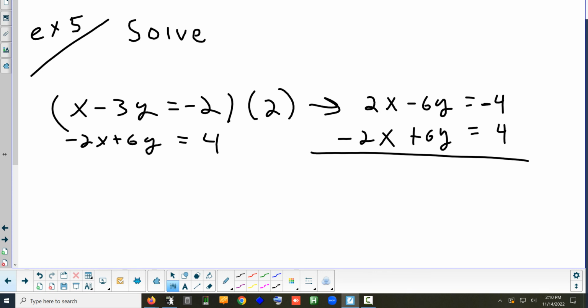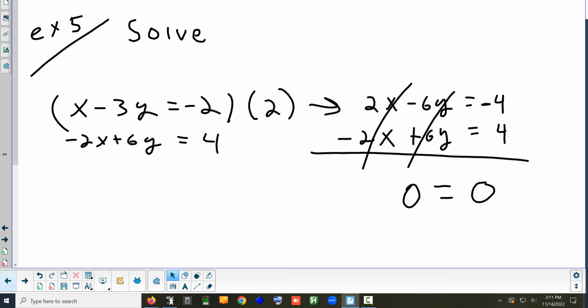What's 2x plus negative 2x? Gone. Negative 6y plus 6y. So the entire left side is 0. And negative 4 plus 4. 0. So this time we ended up with something that is true. 0 does equal 0. So what do you think the answer is here? Infinite solutions. Good.